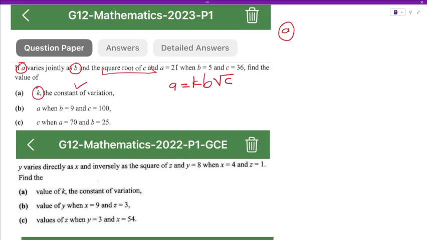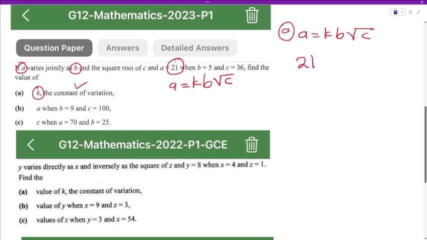So we go back to the question. First we write the formula: K B square root of C. This is the only time they will give you all the values for the variables you are dealing with. So A is given, B is given, C is given, because they want you to find K. So our A is 21.